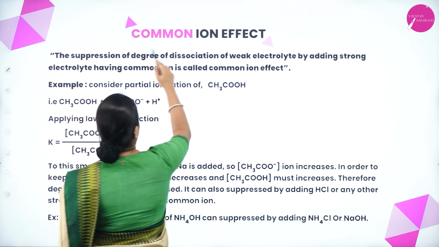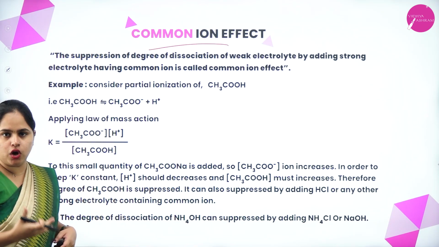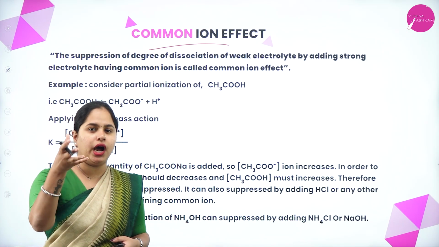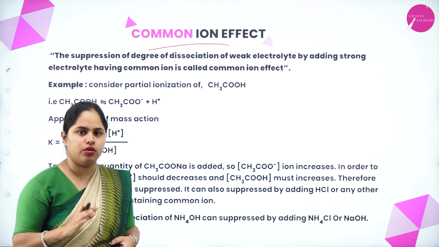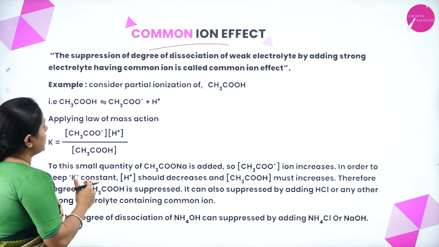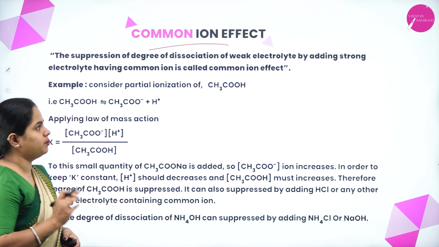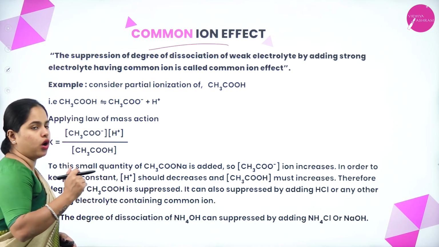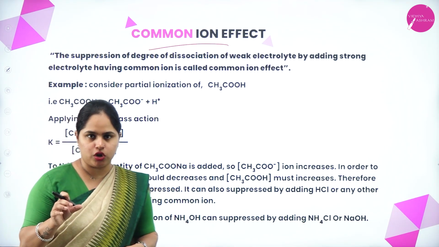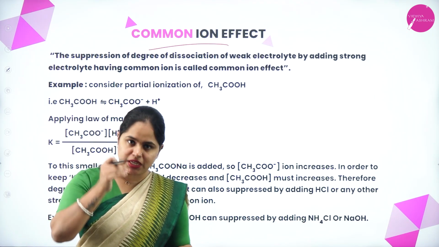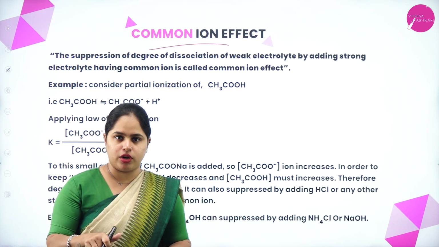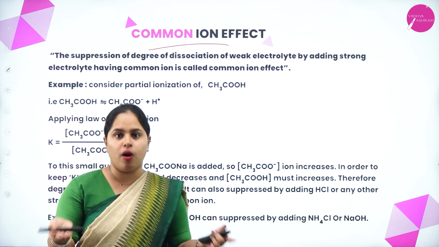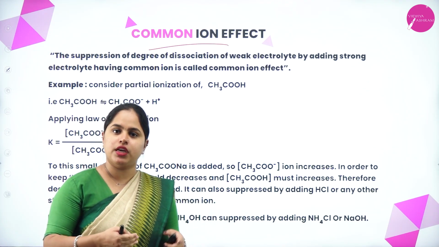Moving on to the next important effect, that is called the common ion effect. From the name itself you can tell something is common here, that is, a common ion is present. So what is that? We are going to study in detail. Let's see the definition first. The suppression of degree of dissociation of a weak electrolyte by adding a strong electrolyte having a common ion is called the common ion effect. So a weak electrolyte is there, its dissociation can be suppressed by adding a strong electrolyte, and the strong electrolyte and weak electrolyte should have an ion which is common, so that the dissociation of the weak electrolyte will be suppressed.